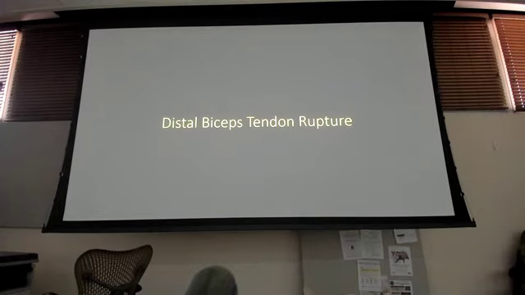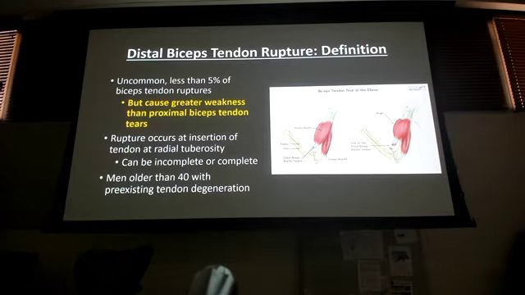Distal biceps tendon rupture. We've already covered proximal biceps tendon rupture, right? So this is the distal component of the biceps tendon, and this is closer to the elbow. That's why it goes kind of side by side with compression syndromes, okay? In discussion only though, okay? Uncommon, right? Less than 5% of biceps tendon ruptures, okay? Not as common as proximal biceps tendon ruptures that we already discussed, okay? But it can cause greater weakness than the proximal biceps tendon tears.